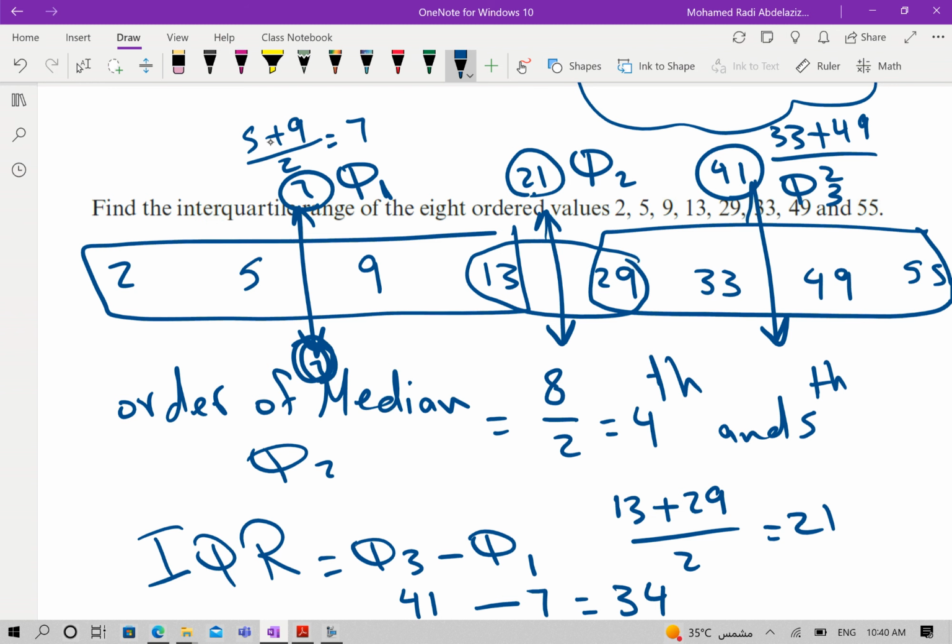Yes, you have a question? 2 and 5 are called the first, 9 and 13 second, 29 and 33 third, 49 and 55 fourth. You have a question? No, I want to be equal.